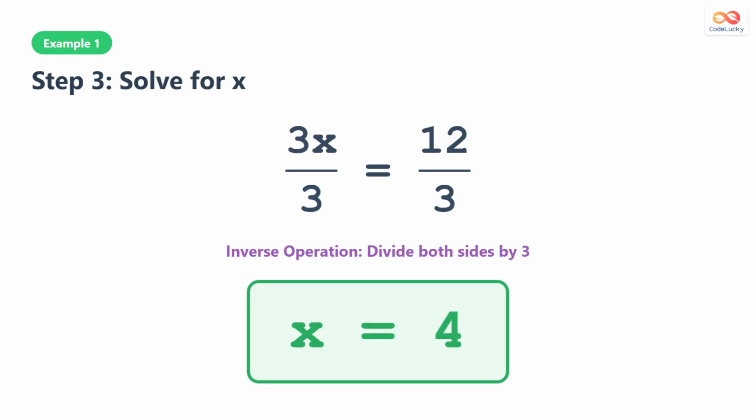Finally, we solve for x since 3x means 3 multiplied by x. We do the opposite and divide both sides by 3. 3 divided by 3 is 1, leaving us with just x. 12 divided by 3 is 4. So, our answer is x equals 4.